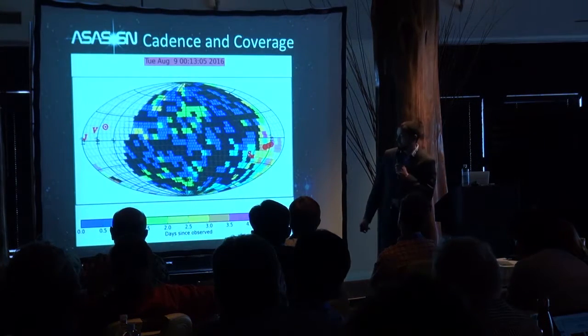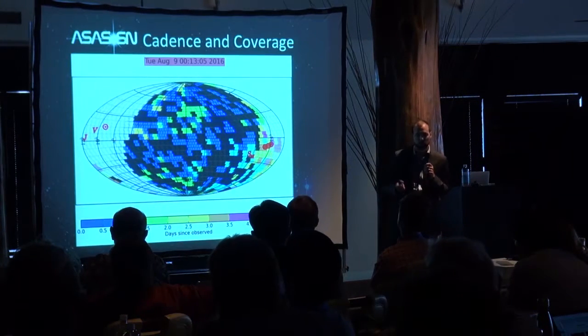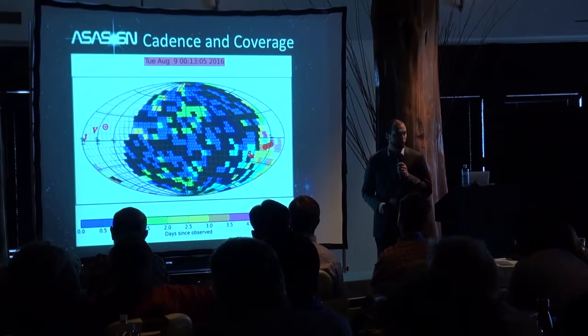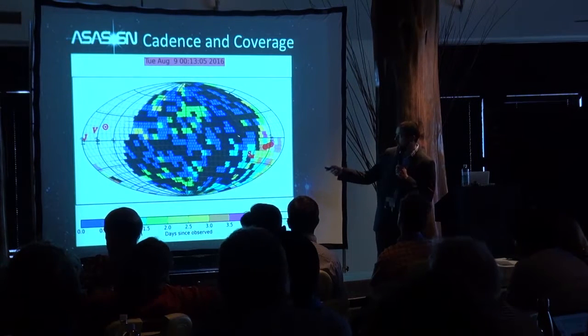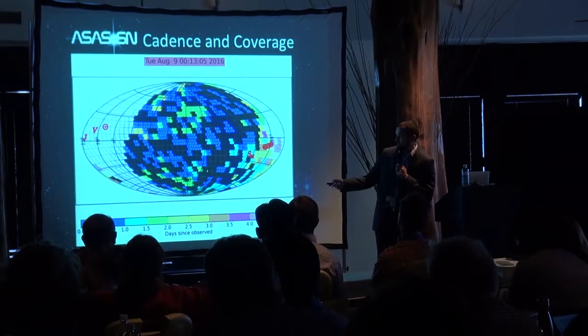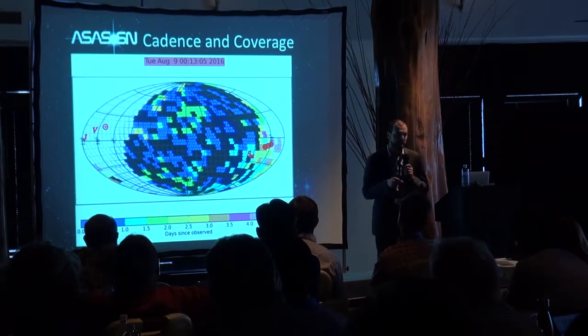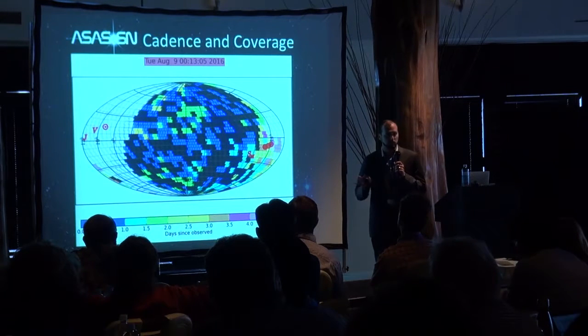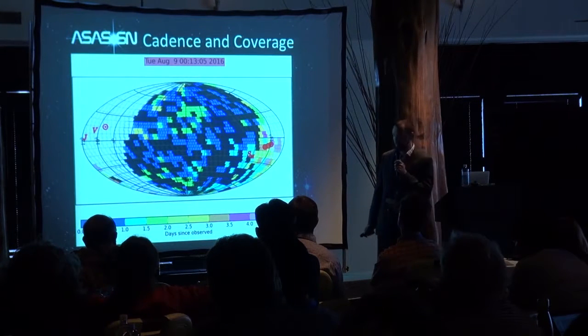So this gives you a sense of our cadence and sky coverage. This is just one of our status plots that I pulled off one of our websites last night. The black are the fields that were observed last night, and the color coding beneath it are the time since those other fields have been observed. So you can see that we basically do half the sky and flip to the other half.